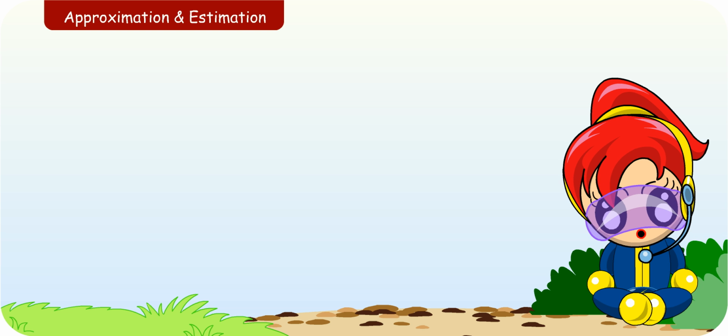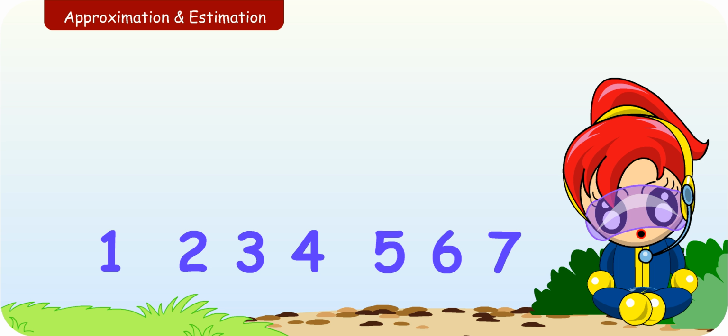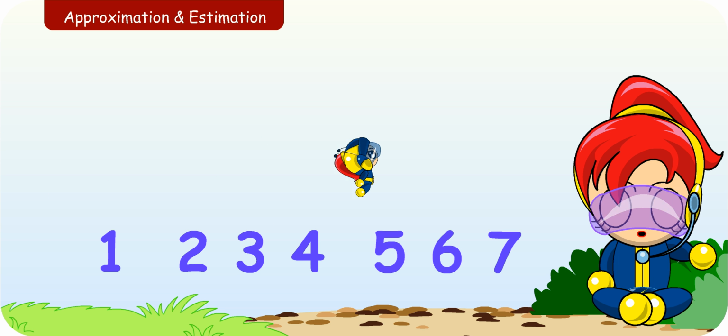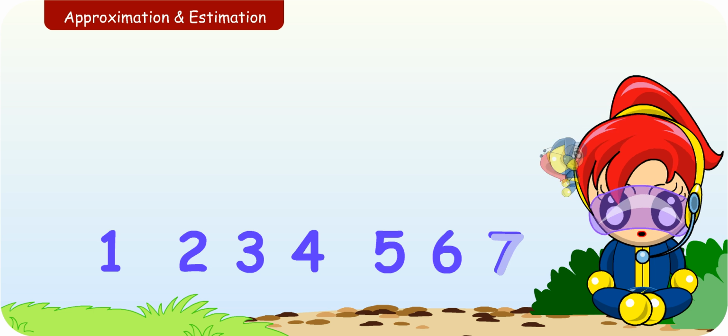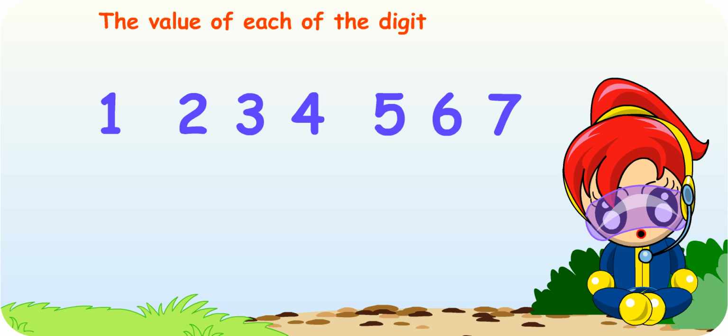Of course. Can you tell me how to read this number? That is 1,234,567. Good. There are 7 digits in the number. Can you tell me the value of each digit?